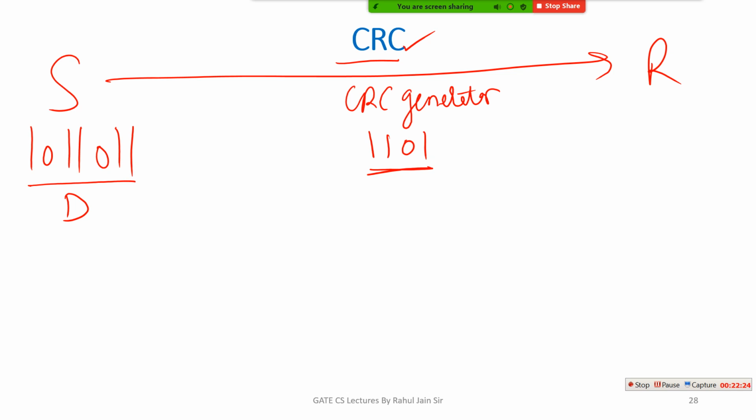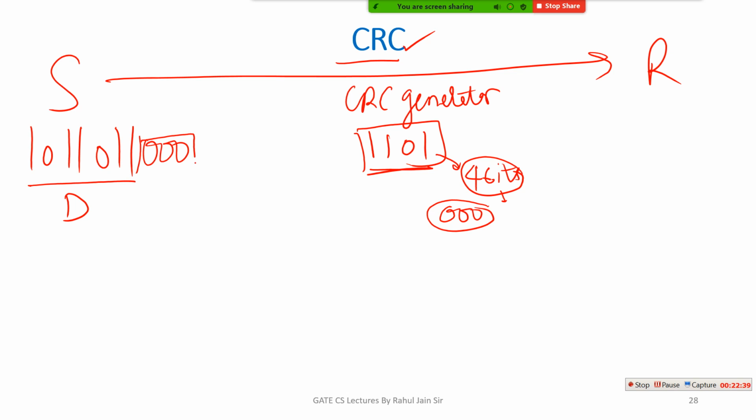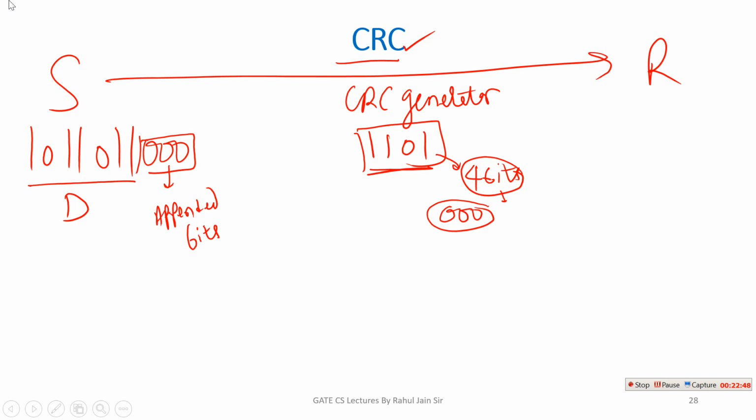And as I said, this CRC generator is of 4 bits. So I will use 3 bits, one less than the number of CRC generator bits, as appended bits. So I use 3 zeros as appended bits.